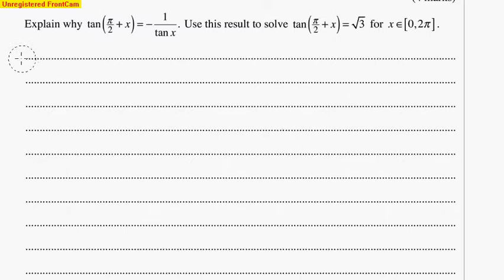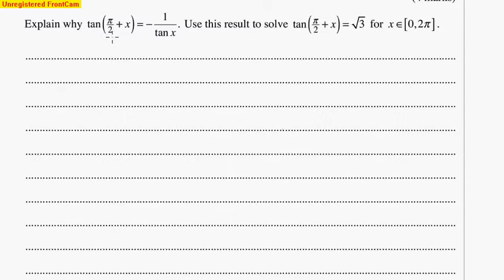Hello again. This is question 30 from the 2013 exam. It comes in two parts. Firstly, you have to explain why tan of pi on 2 plus x equals negative 1 over the tan of x. And secondly, you have to use this result to show something else. So, the first part, we must explain why this equals this.